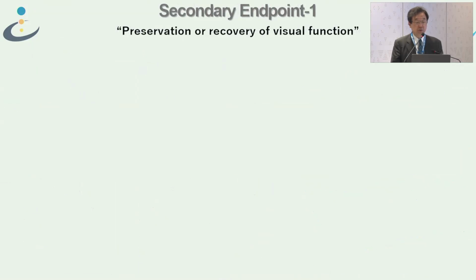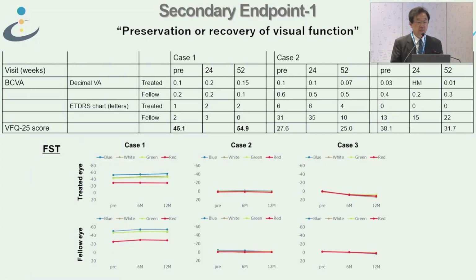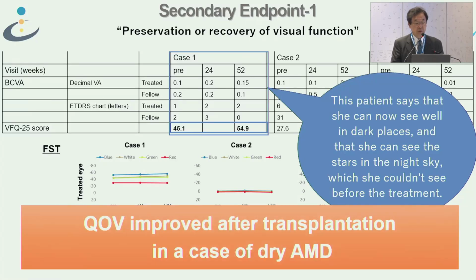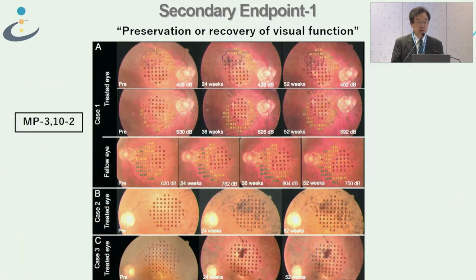The secondary endpoint was visual function. Most parameters did not change, but in case 1, the VFQ-25 score improved remarkably. And actually, this patient told us that she can now see well in dark places, and that she can see the stars in the night sky, which she couldn't see before the treatment. QOV improved in the dry AMD case.